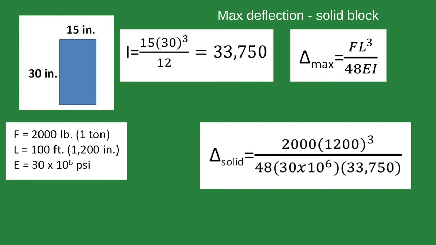And then 48 is a constant. We're going to multiply that by 30 times 10 to the 6th, which is the modulus of elasticity. And then multiply that by the moment of inertia that we calculated in the last set of slides. So the moment of inertia that we calculated for our solid block, which again is based on its profile, is 33,750. So go ahead and do all that calculation.